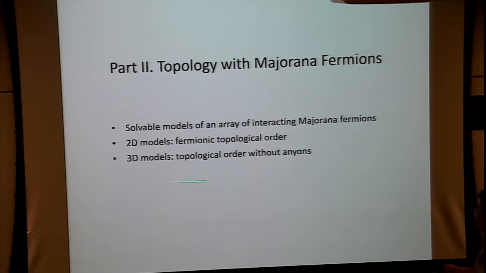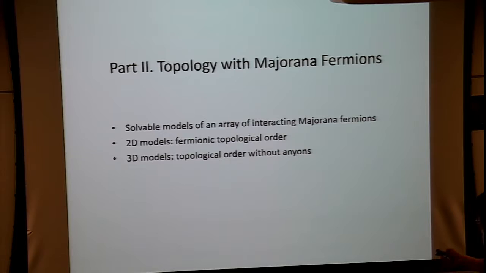In two dimensions, I'm going to show you certain models where we have fermionic fractional topological order with anyons. These anyons are not simple fermions anymore. In three dimensions, things are even more interesting. We get new kinds of topological order without anyons. It has point-like excitations, but they are not anyons. They do not satisfy fractional statistics.